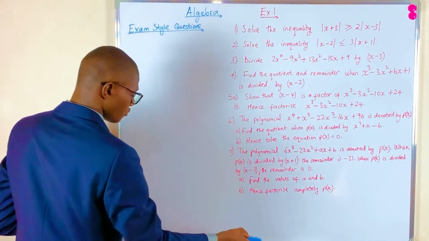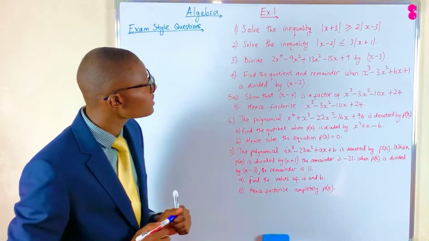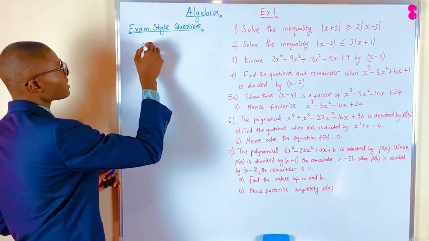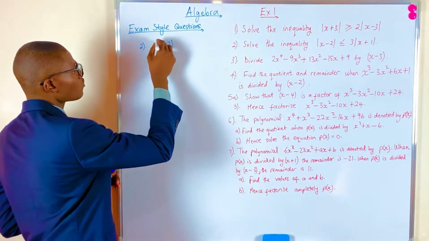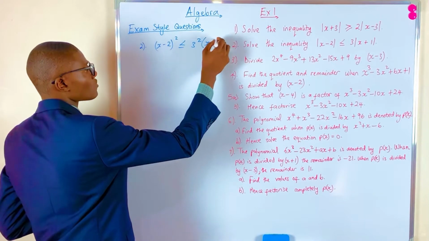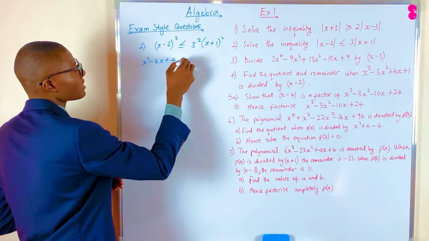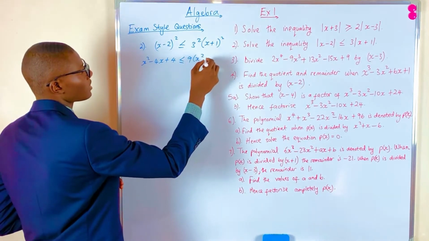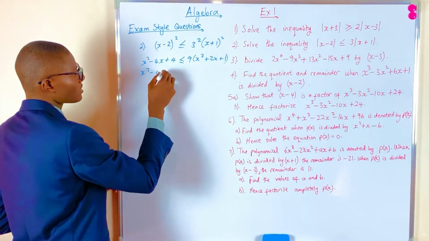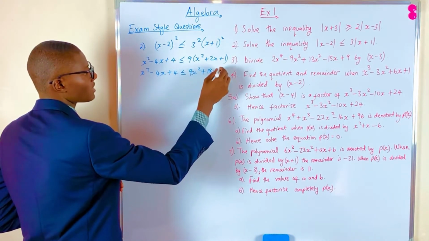Okay, so now for number 2, we want to solve the inequality modulus of x minus 2 less than or equal to 3 times the modulus of x plus 1. As well, we solve by squaring both sides. We say x minus 2 squared is less than or equal to 3 squared times x plus 1 squared. Then x squared minus 4x plus 4 is less than or equal to 9 times x squared plus 2x plus 1. Then x squared minus 4x plus 4 is less than or equal to 9x squared plus 18x plus 9.